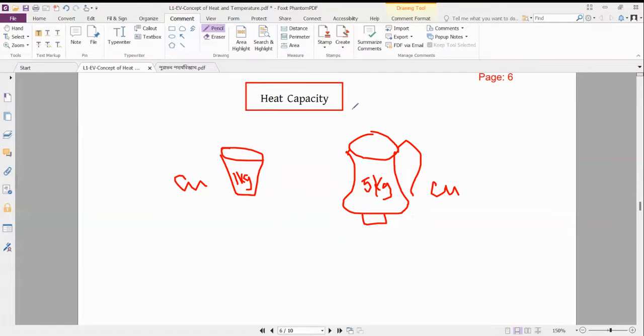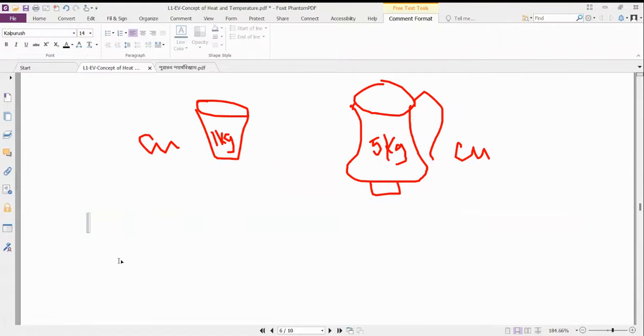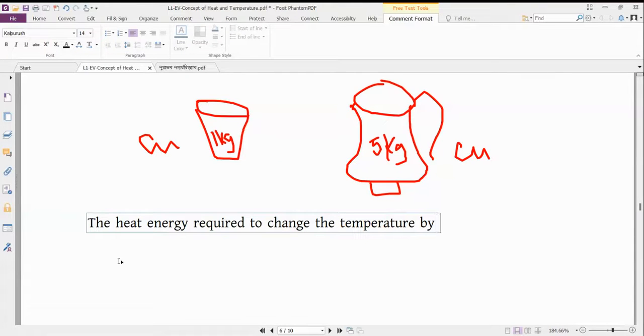So by heat capacity, we mean that the heat energy required to change the temperature by 1 Kelvin is called heat capacity.